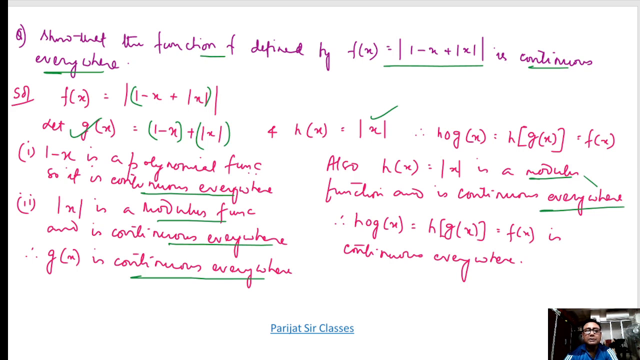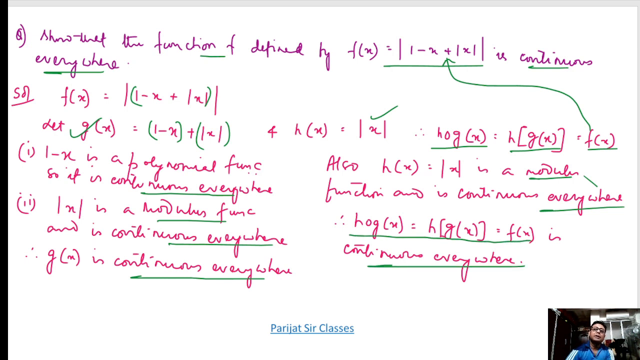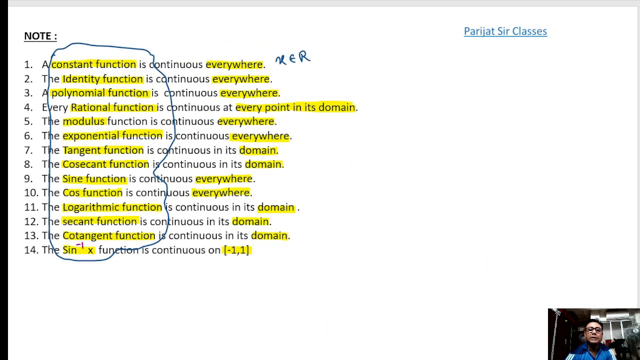Now both these functions are interlinked. How? h o g(x), so h of g(x), which is giving me this function. Now because each and every function of this is continuous, I can tell that this function, which is f(x), is also continuous everywhere, right? This is the application of that chart.